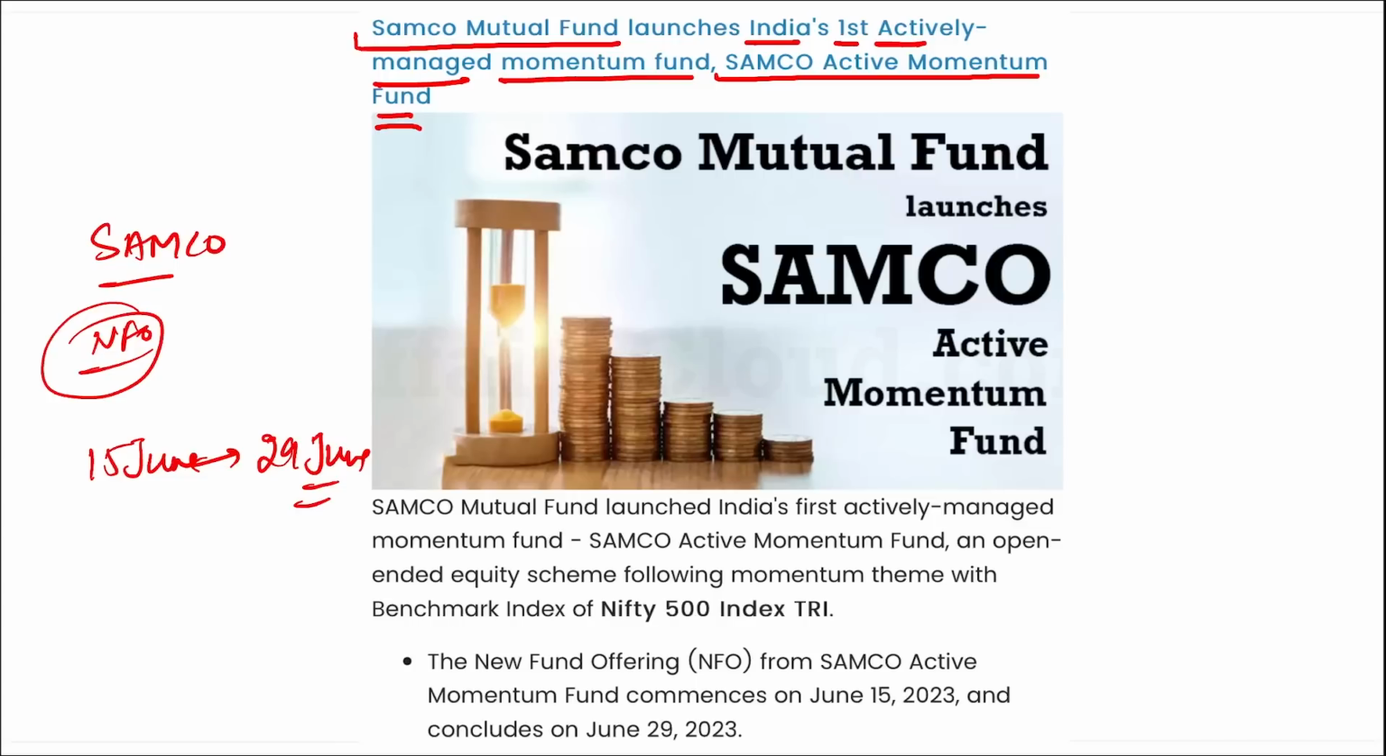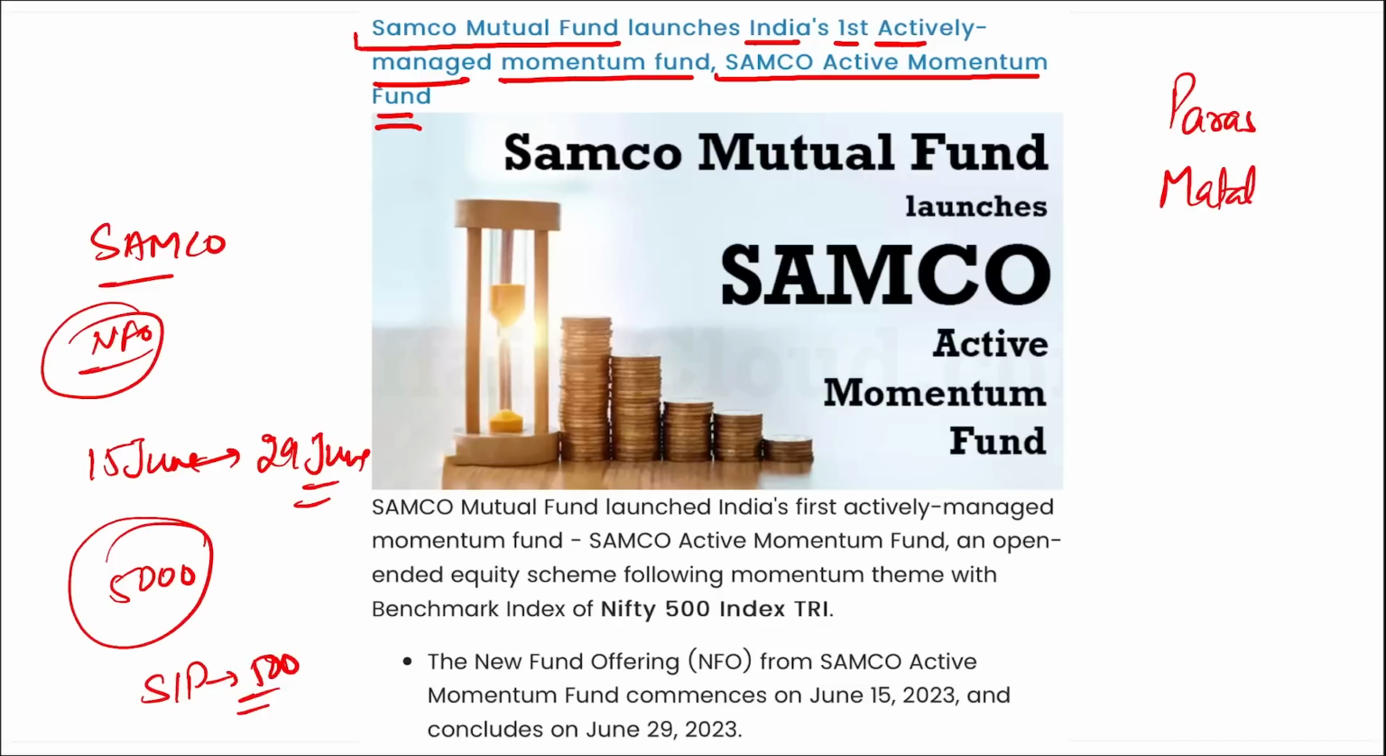In momentum investing, active management offers several unique advantages such as a wider investable universe, quicker rebalancing and hedging flexibility during periods of anti-momentum. Then the minimum application amount here will be 5,000 rupees and the minimum SIP amount is 500 rupees. Correct? The fund manager for this Samco Momentum Fund will be Paras Matalia. Right? He will be the fund manager here.